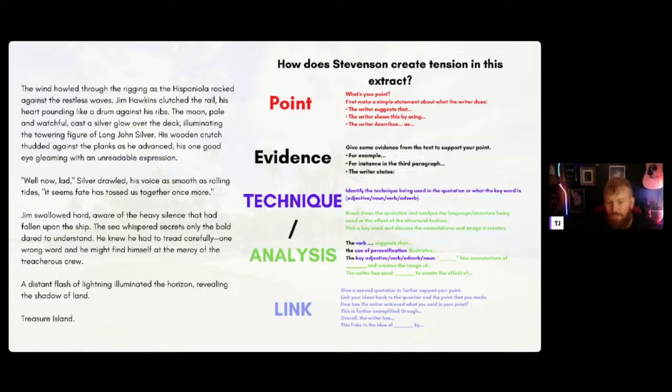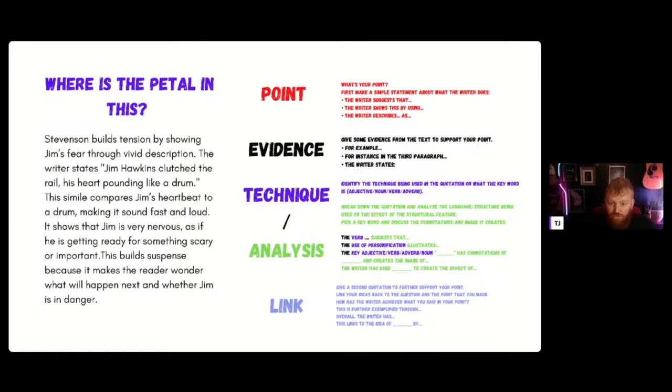Okay, right, let's have a little look at our model response here. So this is something I'd be looking for here. Stevenson builds tension by showing Jim's fear through vivid description. That's our point. The writer states, "Jim Hawkins clutched the rail, his heart pounding like a drum." That's the evidence. This simile, that's the technique mentioned, compares Jim's heartbeat to a drum, making it sound fast and loud. That's where our analysis is.